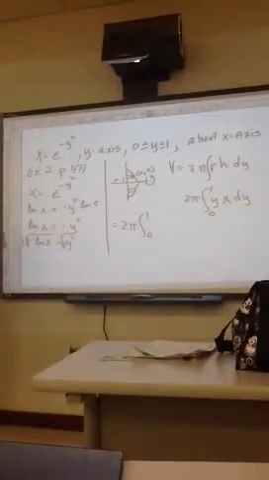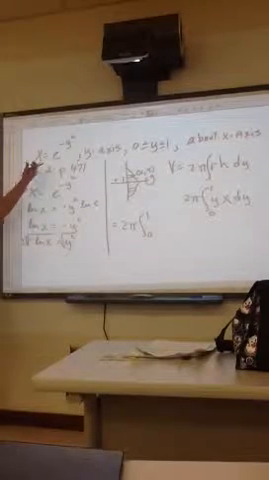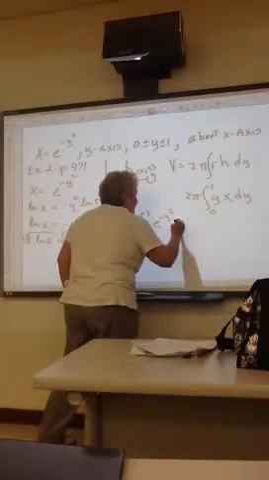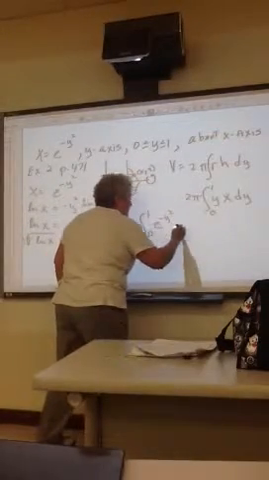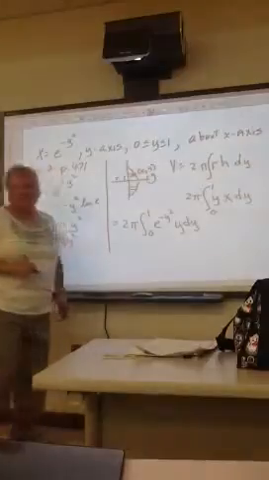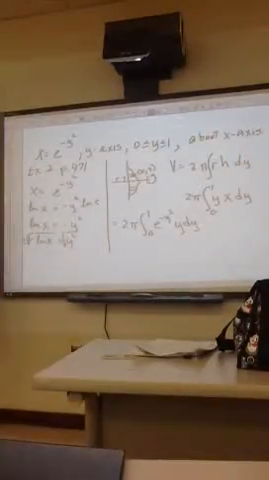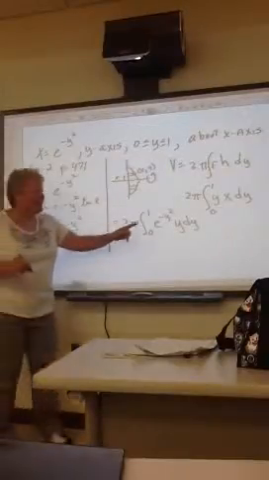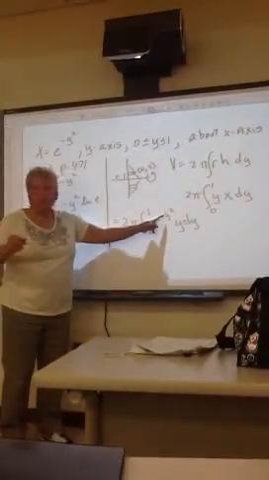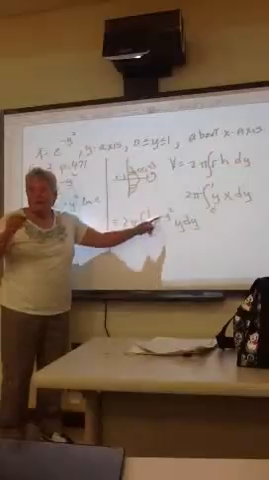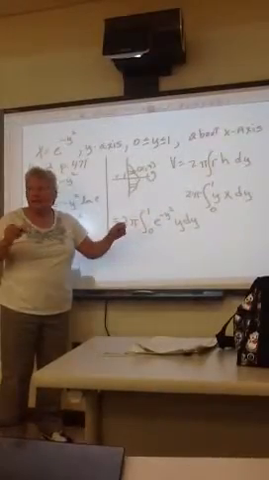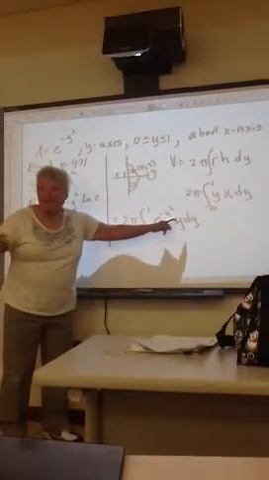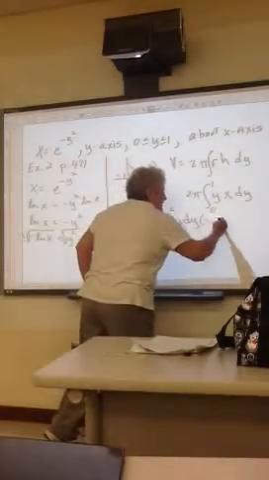You have to change that x for y. Replace the x: e to the negative y squared. Now, you can do this one on your calculator, but look how lovely this turned out. This is e to the u. What would du be? Negative 2y dy. We've got the y, the dy. All you're missing is the negative 2.